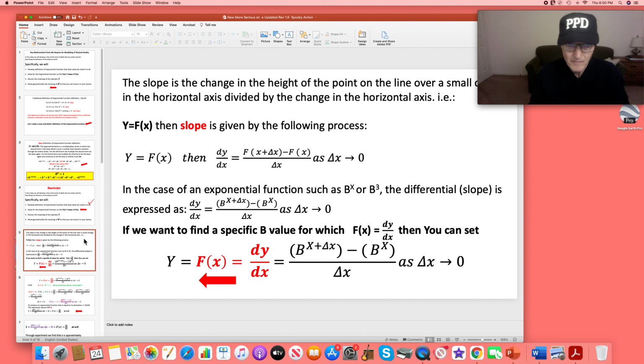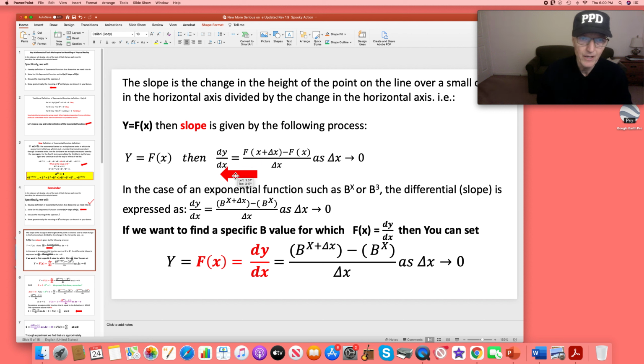So here I say on the top, I'll get my red arrow again. The slope is the change in the height of the point on the line over a small change in the horizontal axes, divided by the change in the horizontal axes. So if y equals f of x, then the slope is given by the following process, okay? Remember, this is a specific case, and we're going to solve to find out what is needed to make that case come true.